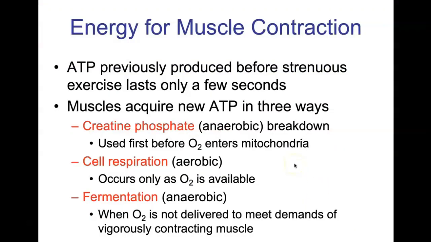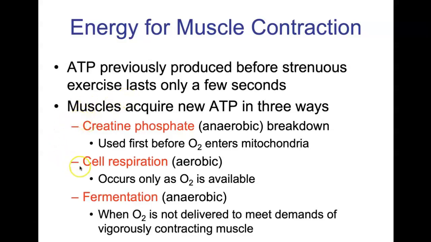As you saw, ATP is really the essential energy molecule that we need, because without the ATP, the myosin cannot detach. And muscles acquire new ATP in 3 different ways. They say that it actually takes about 1 million ATP per second just to activate one muscle fiber. So that's a lot of ATP.